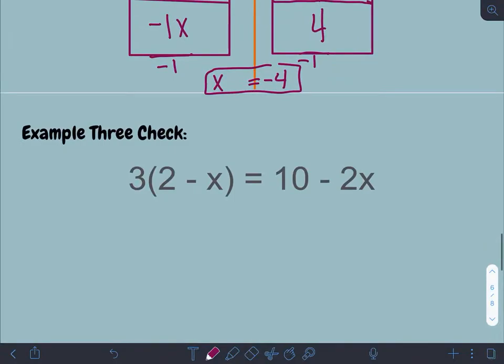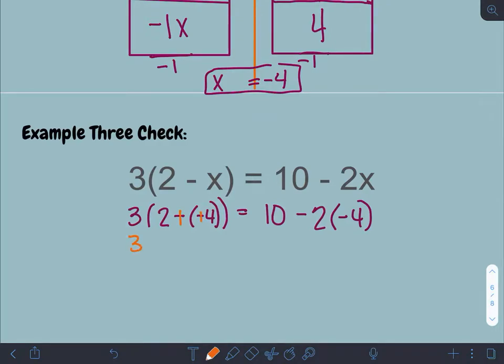So for me to check this now, I'm going to have 3 times 2 minus a negative 4 is equal to 10 minus 2 times negative 4. Now, if you've got a calculator, you can do this, type it into your calculator, right? Super easy. But if you don't have a calculator, we have to use order of operations. So I have to do what's inside the parentheses first. And the thing is I have 2 minus a negative. So when I have minus a negative, I add the opposite.